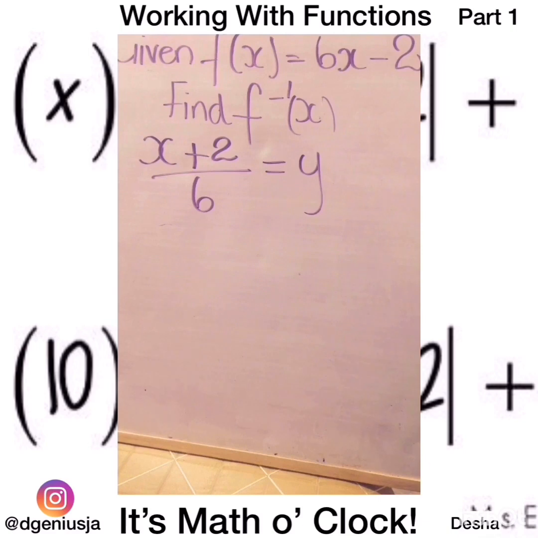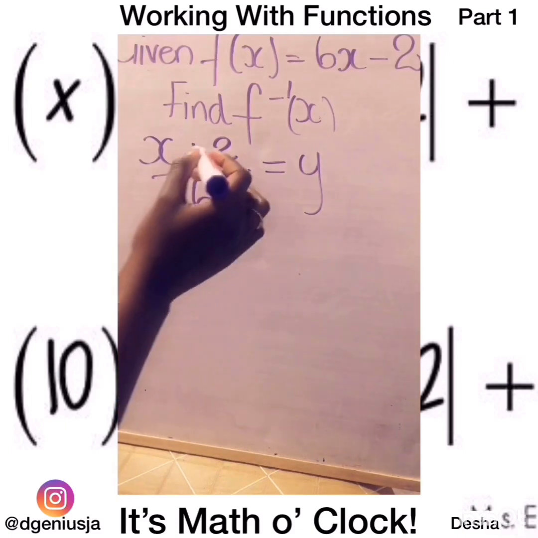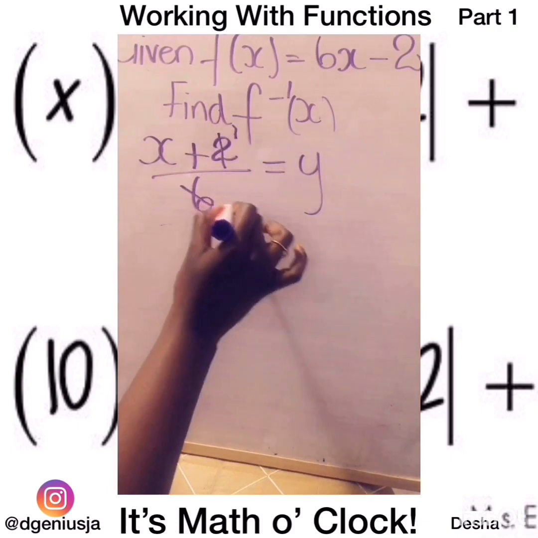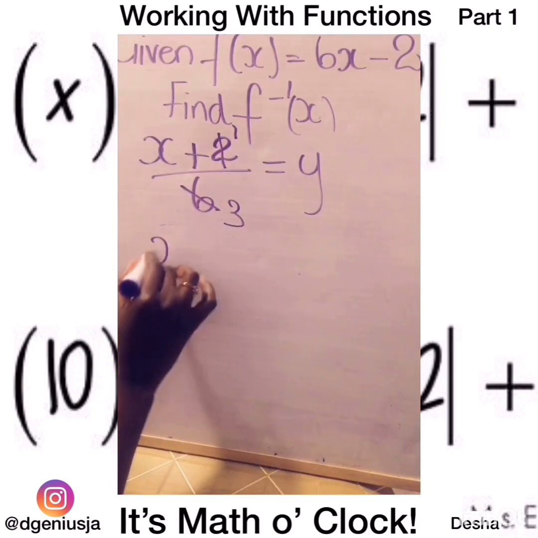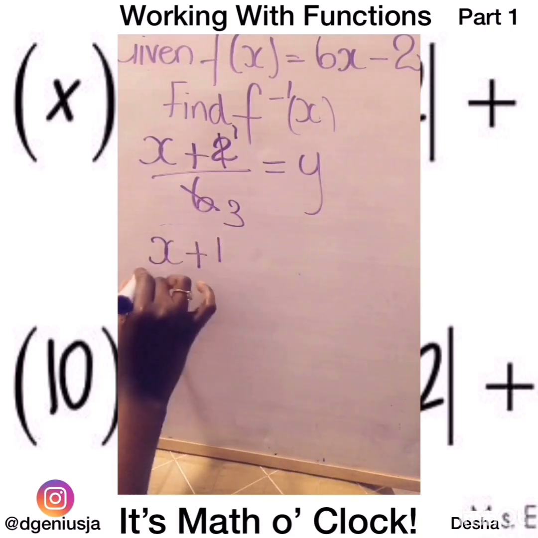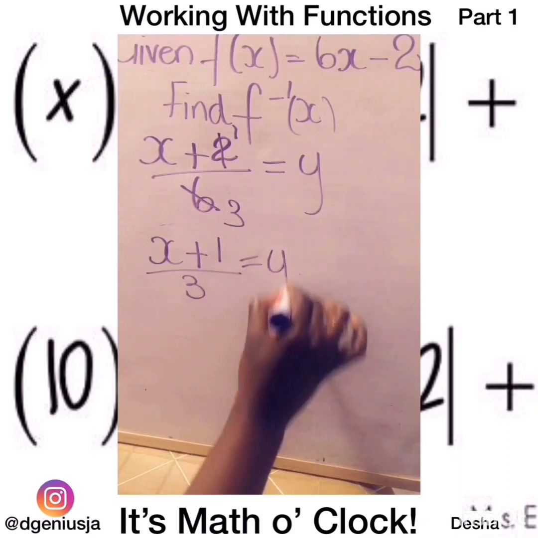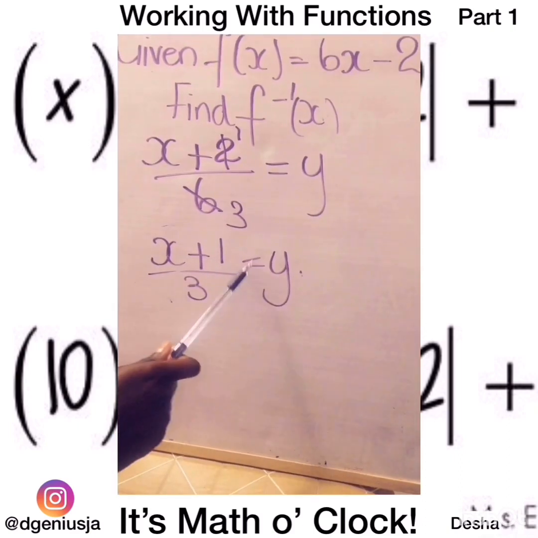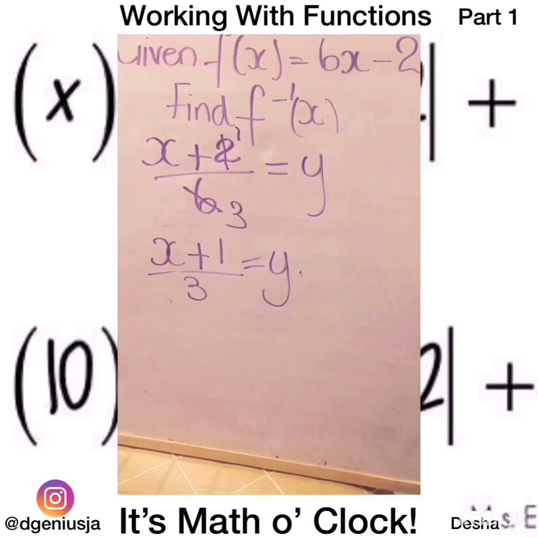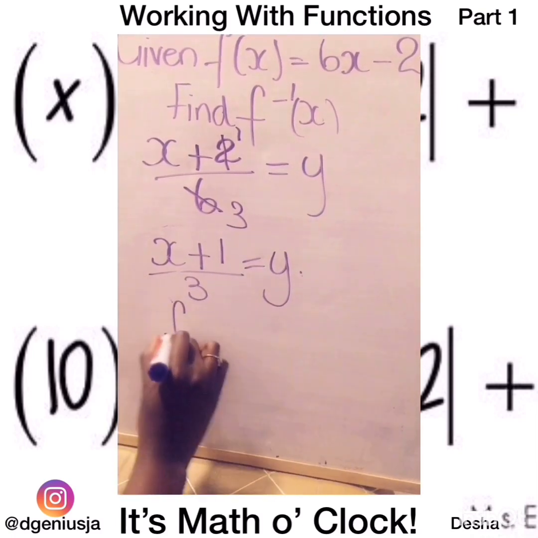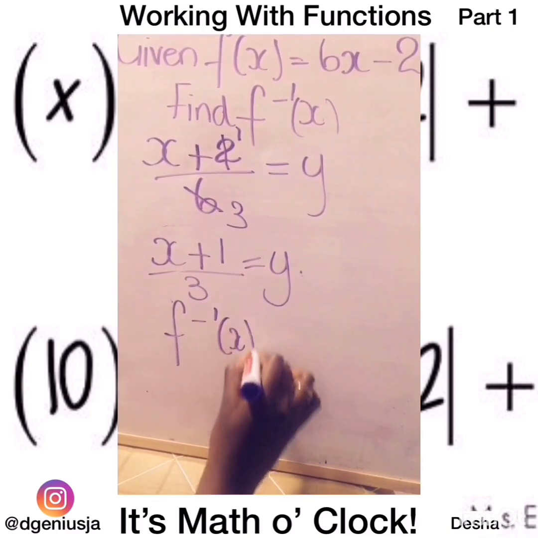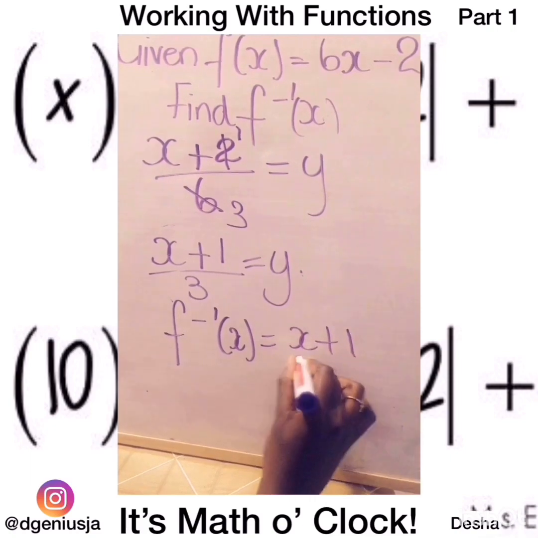Now this was the result of solving for y. But looking at this equation, I realized that it can be simplified more. So 2 into 2 is 1, 2 into 6 is 3. Hence, I will arrive at x plus 1 over 3 is equal to y. I noticed that it cannot be simplified any further. So the next thing that I do is I rewrite my inverse of a function. So the inverse of x is equal to x plus 1 over 3.